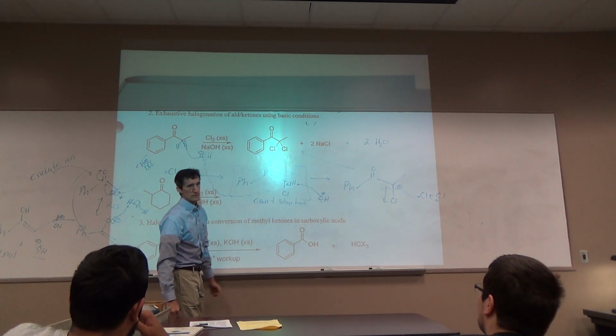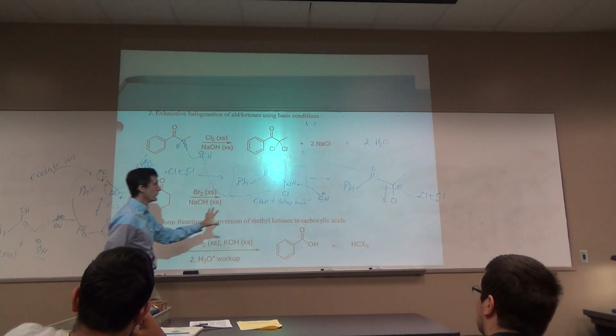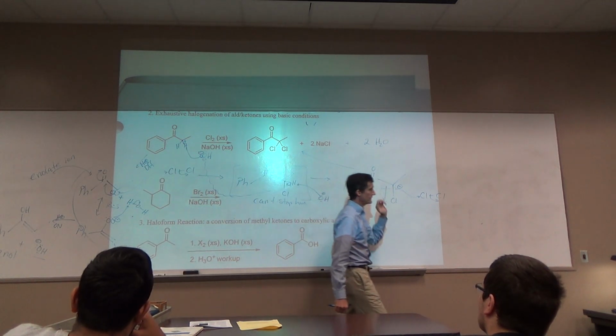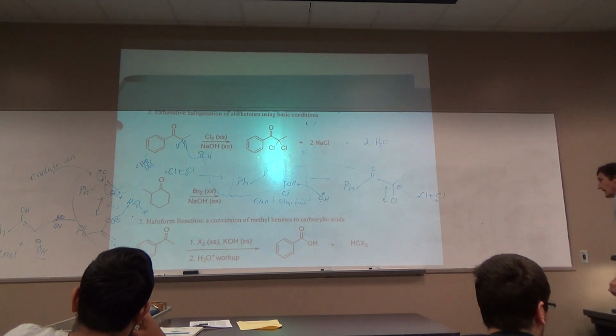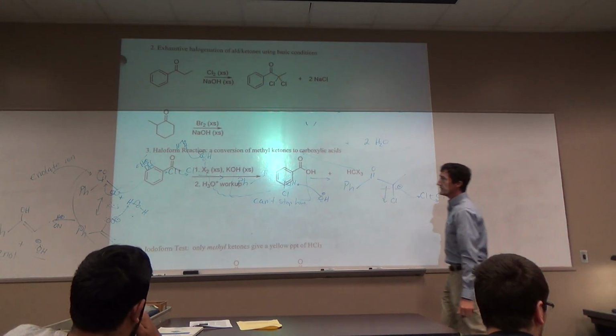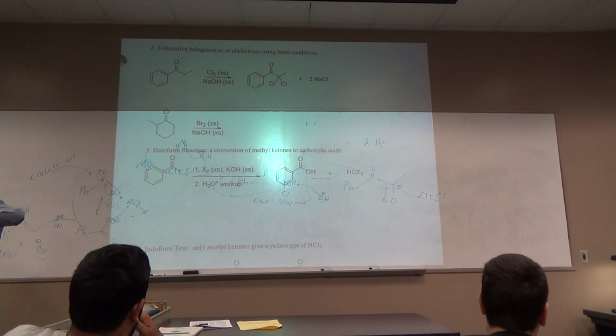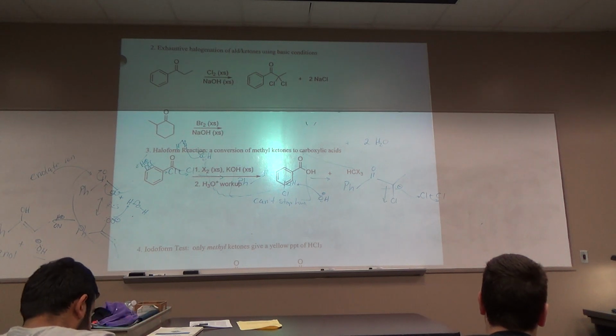You just can't get a good yield of this. You have to go exhaustive. You have to just replace them all, because the product is more reactive by the fact that it's more acidic. So exhaustive. Please give the product of this, and then we'll look at the haloform reaction. Exhaustive: you're going to replace all of the acidic H's with your halogen.